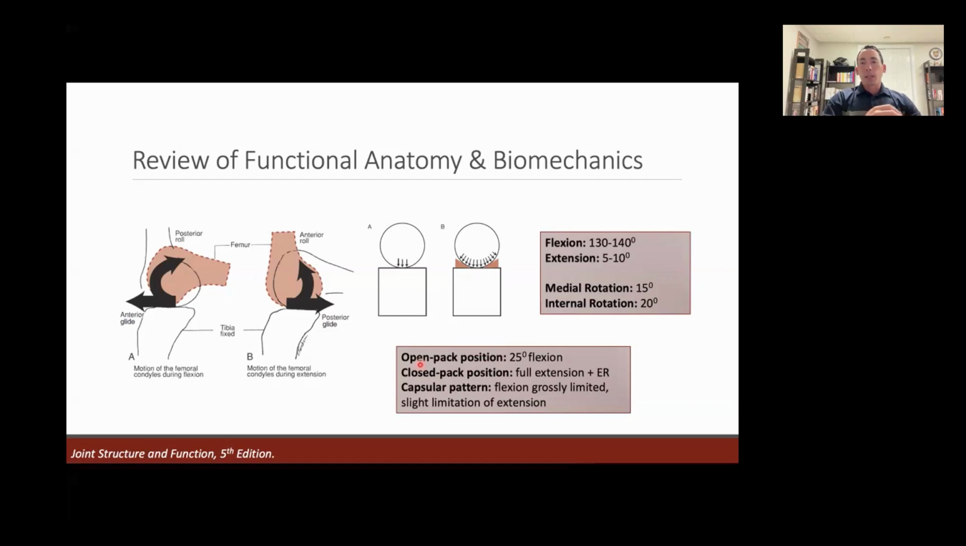Now, in the transverse plane, the medial lateral rotation is approximately 35 degrees at 90 degrees of flexion, about 15 degrees medial and 20 degrees lateral. There's a typo there on the slide, sorry.